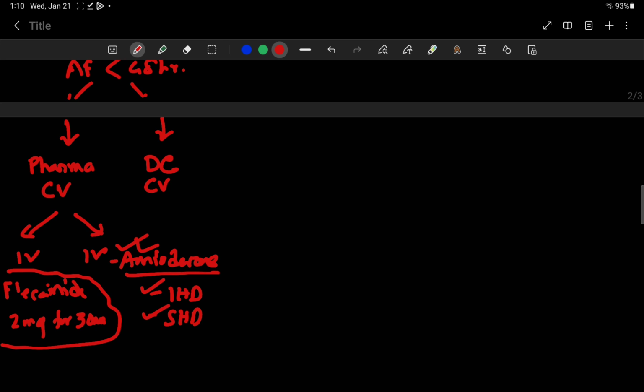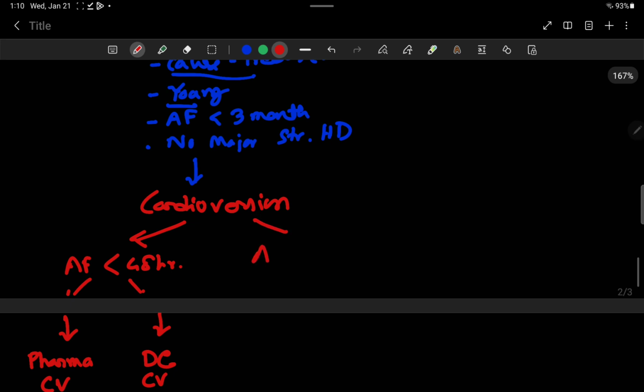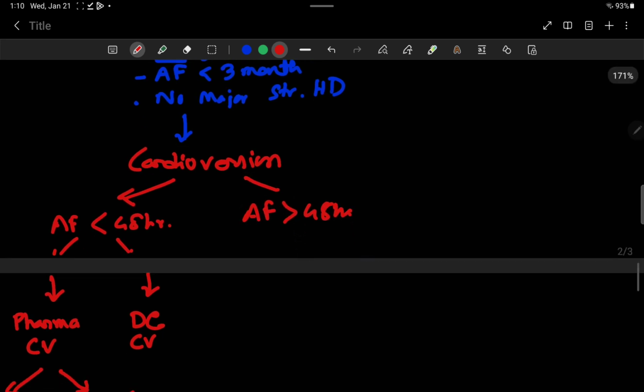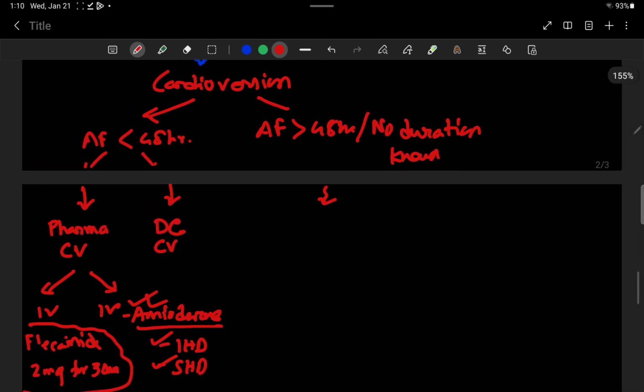Now if the patient is presented to you more than 48 hours, or you don't know the duration, no duration known, then how will we treat the patient? Then we will delay the cardioversion.